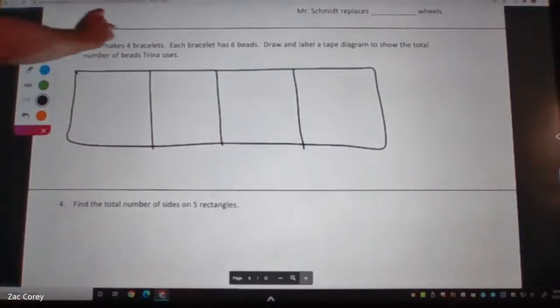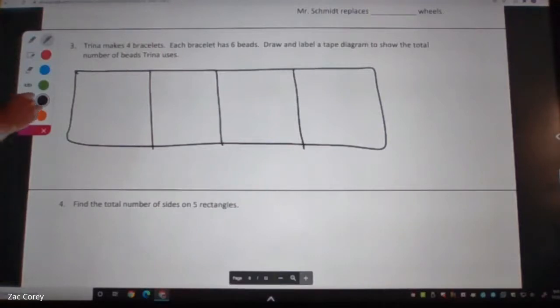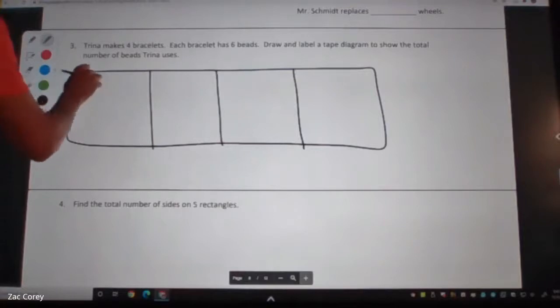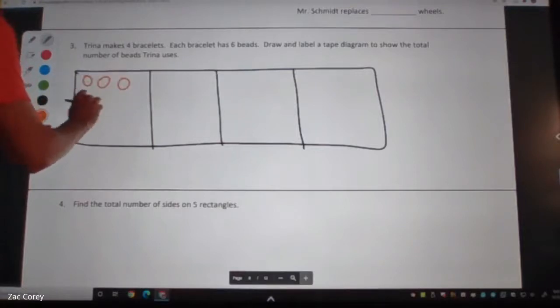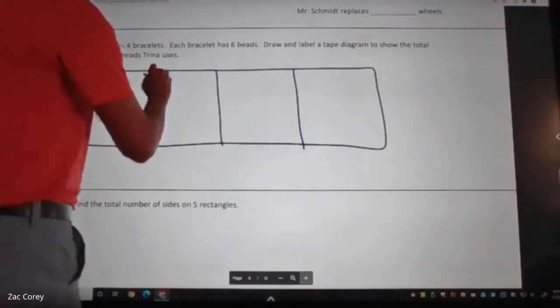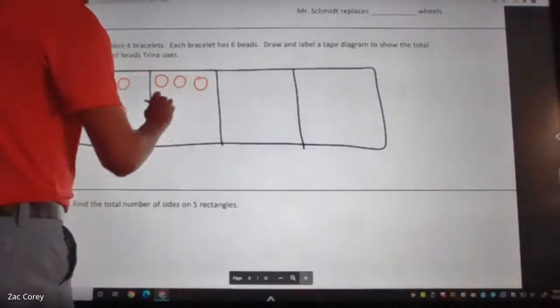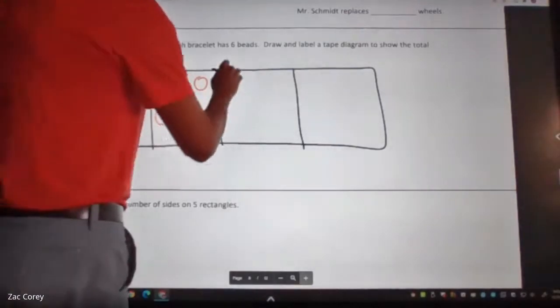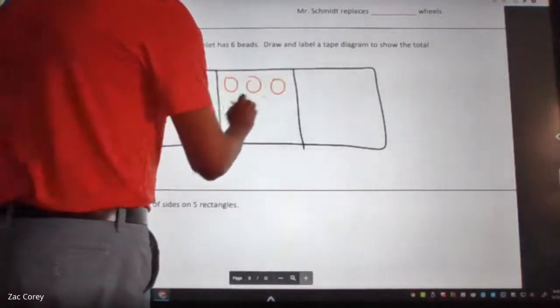All right. So 4 bracelets. Each box is a bracelet. And then each bracelet has 6 beads. All right. So I'm going to draw my beads in here. Once again, I'm just going to be boring and do circles. You can draw whatever picture you would like. If you want to draw fancy gems or colorful beads, that's fine.